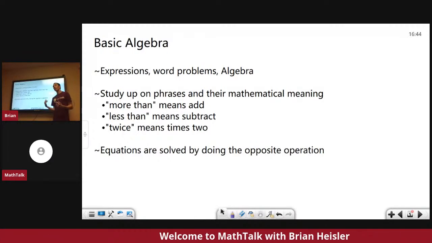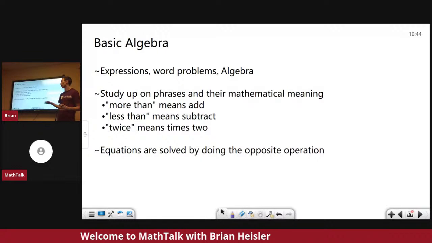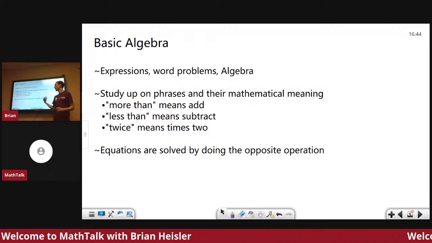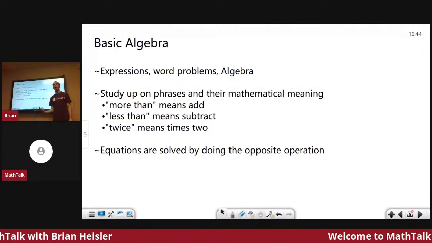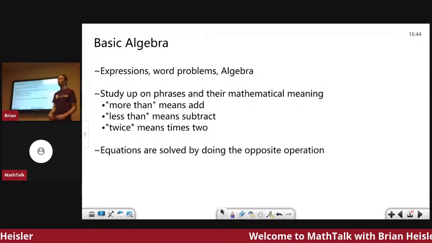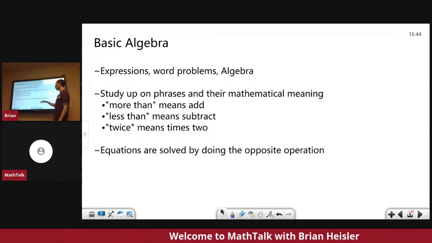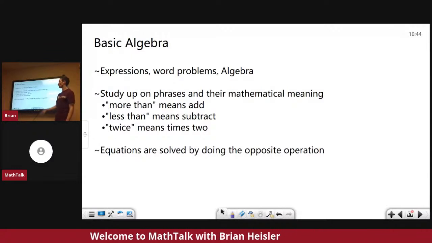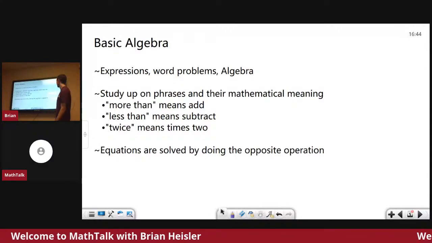And so there are some examples we may look at to explain what I mean by that, but remember that equations are solved by doing the opposite operation, working backwards in a sense. So I hope that helps with the basic algebra, and we'll get to some examples a little bit later.